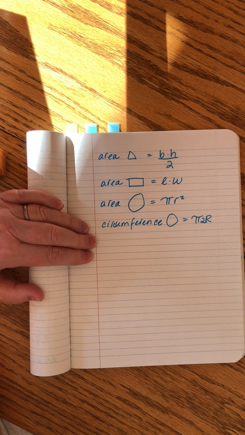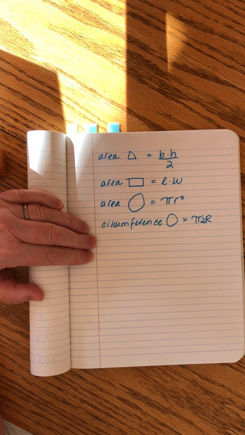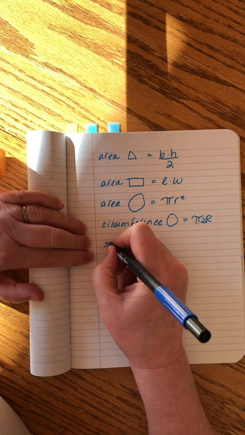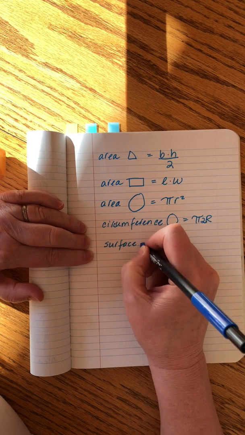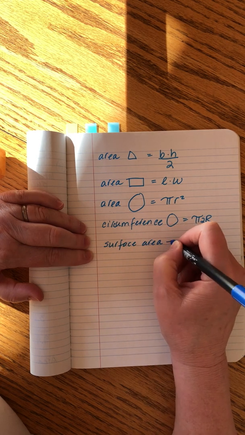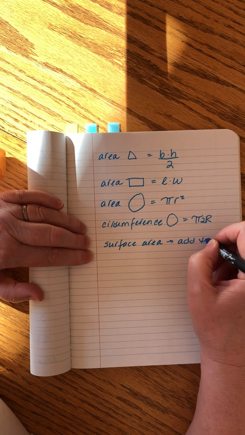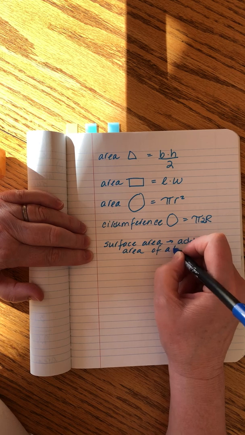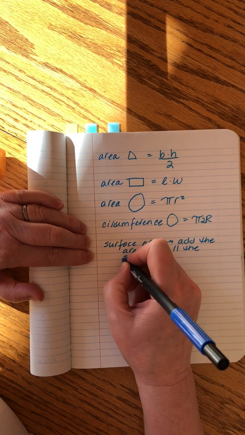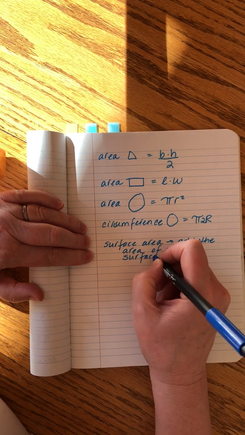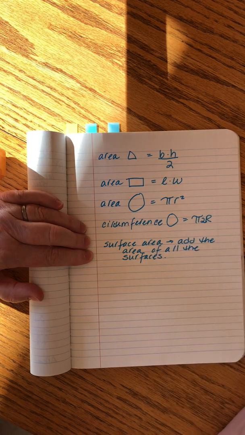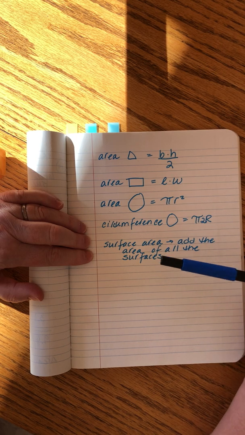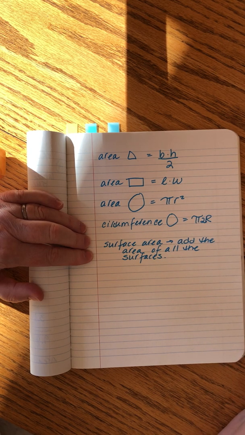Surface area doesn't really yield a formula very well. You just have to find the surface area of anything. You add the area of all the surfaces. Remember? Well, maybe you're in the process of learning this, but my teachers used to always say you can't define a word by using the word itself. Well, I just did that. But hopefully it makes sense.